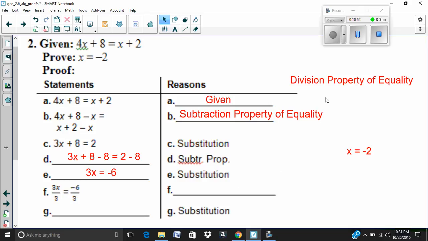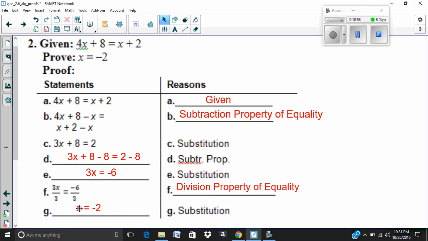Hey look, it looks like we're dividing. So let's use the division property of equality. And lastly, what it is that you're trying to prove. In this case, that x equals negative 2. Hopefully that worked out well for you and gives you some insight in terms of what we're looking at in order to solve two-column proofs.